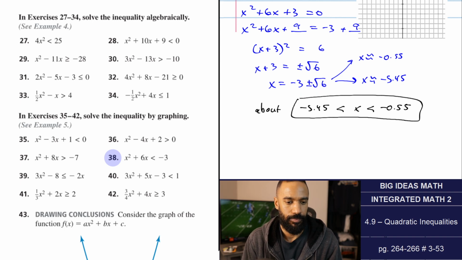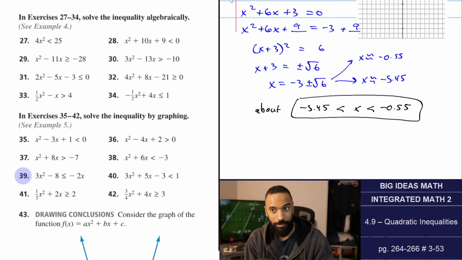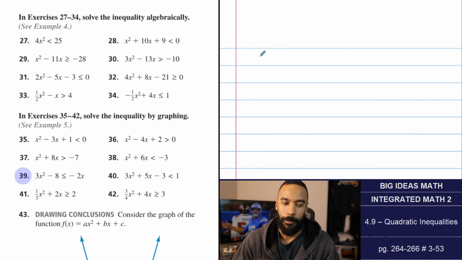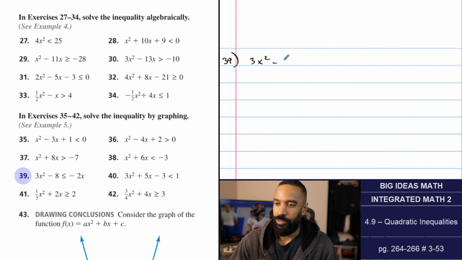All right. Okay, number 39 is an example of one, if not factorable, that I'm not a fan of. I'm not a fan of the graphing, but if it's not factorable as well, that means we have more to do.